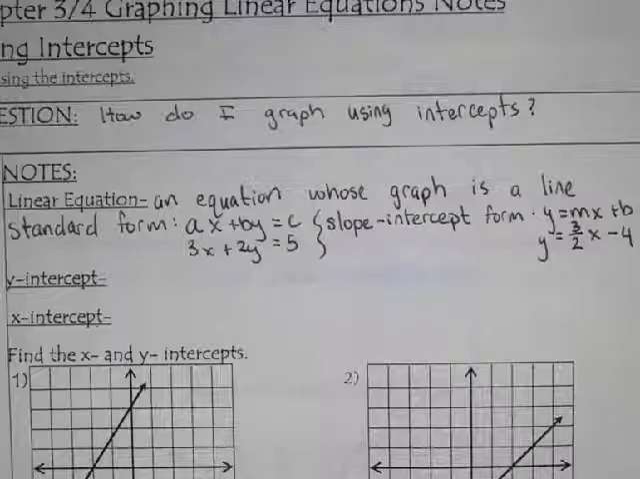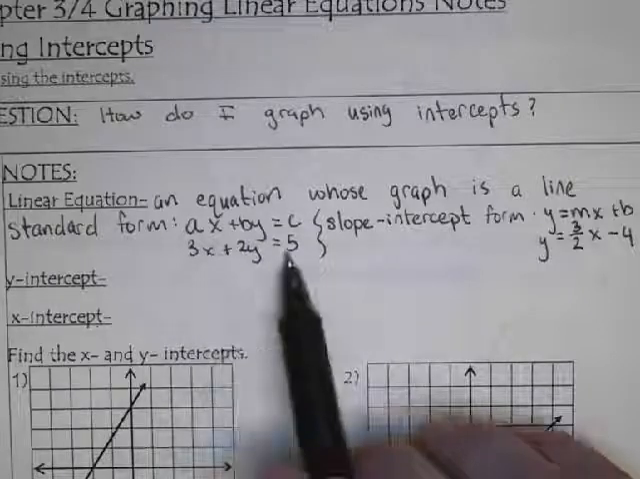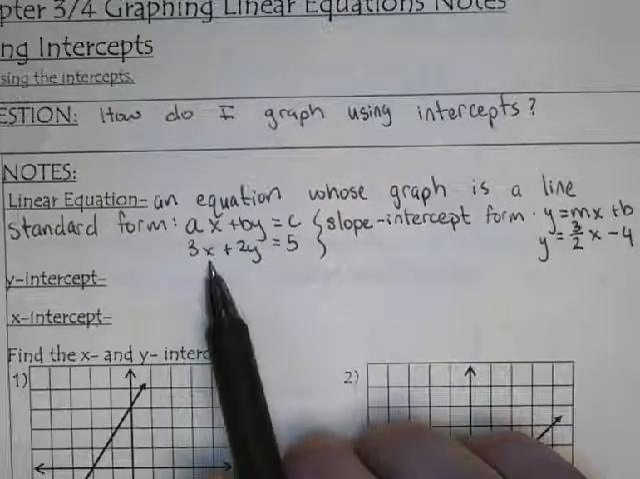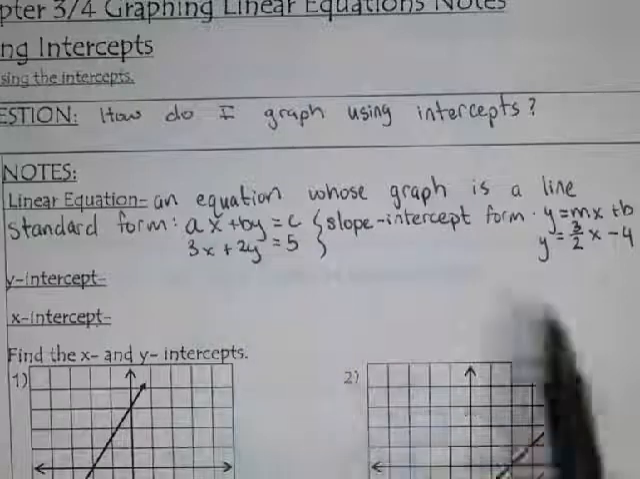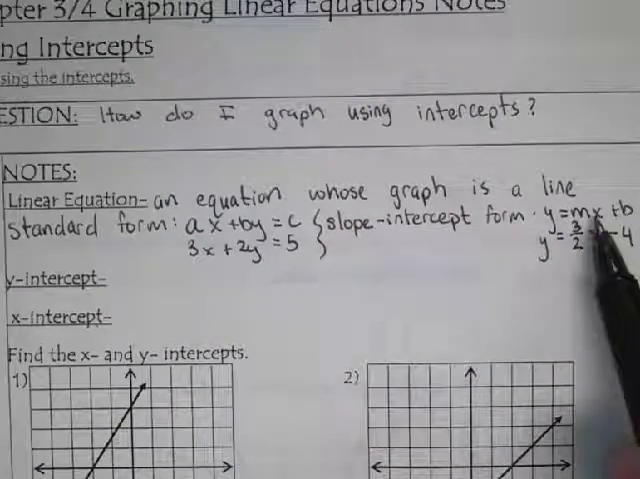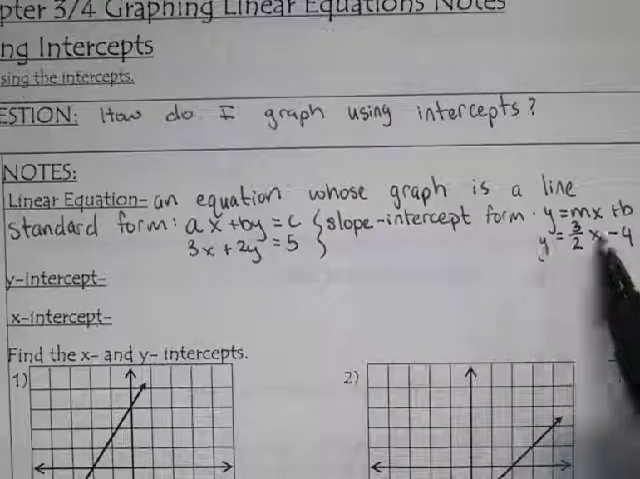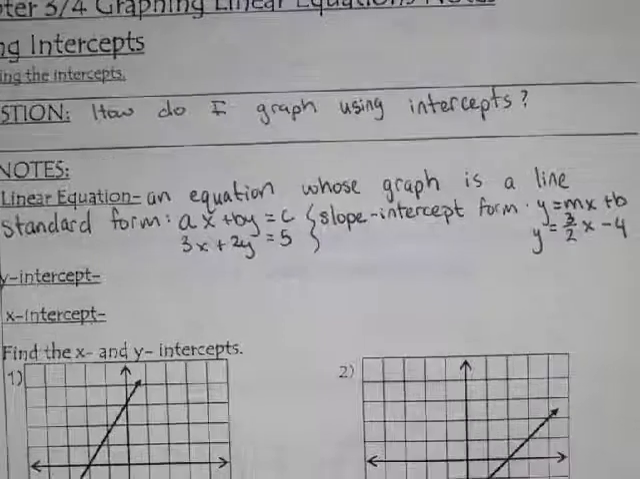So we have our standard form. We have ax plus by equals c, where a, b, and c are constants and x and y are variables. Then we have our slope-intercept form, where y equals mx plus b, where m and b are our numbers and y and x stay as the letters, as the variables.